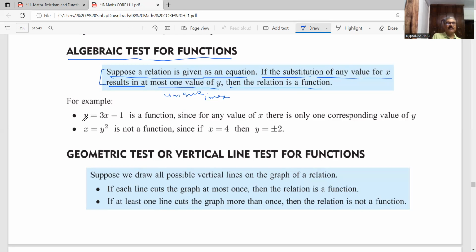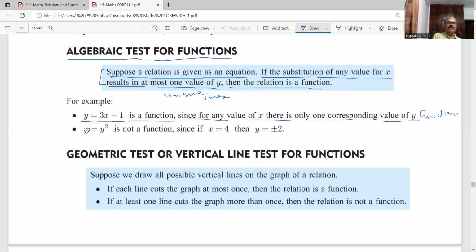See here, for example, y = 3x - 1. Whether it is a function or not, just put any value for x. If you put x = 1, then y = 3 - 1 = 2. If you put x = 2, then y = 3 × 2 = 6, minus 1, that is 5. So whatever value of x you put here, you will see that you are getting a unique value for y. Since for any value of x there is only one corresponding value of y, this is a function.